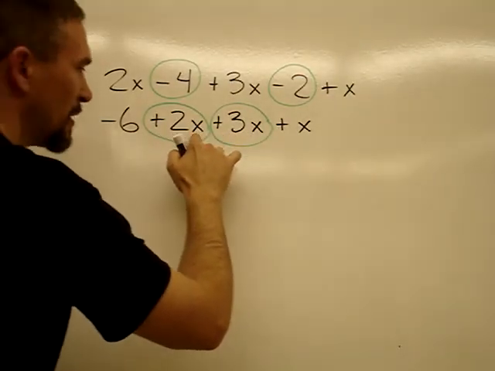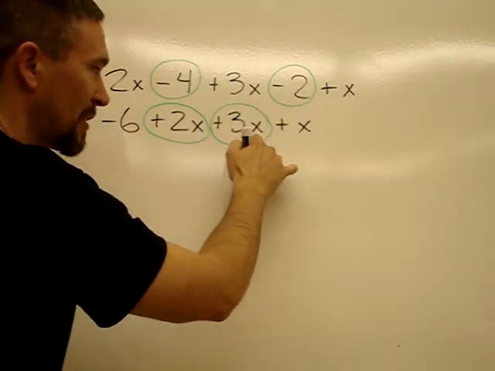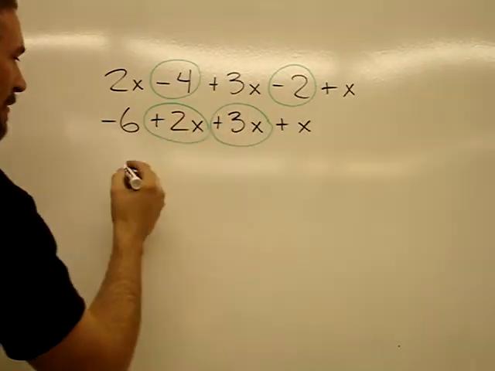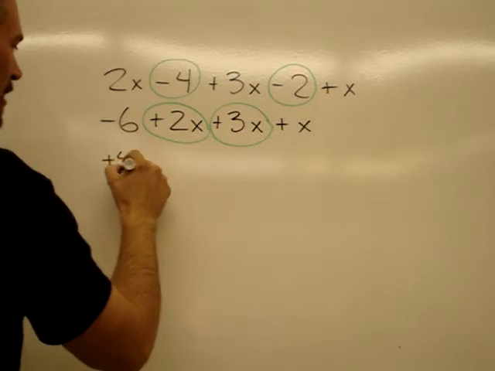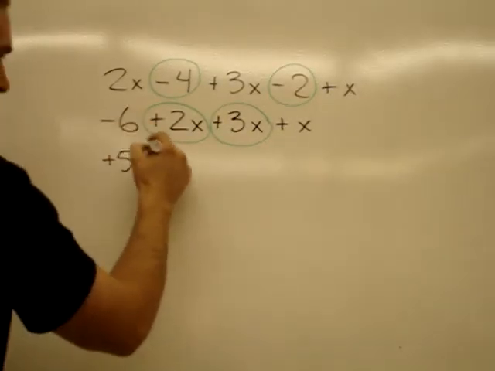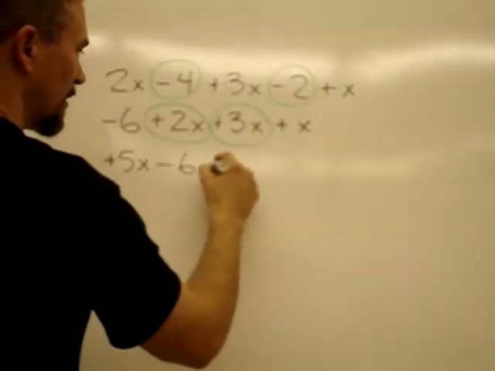It's like you have 2 of these and you have 3 of the same thing. So we can say that we have 5 of them. So +5x, bring down the -6 and +x.